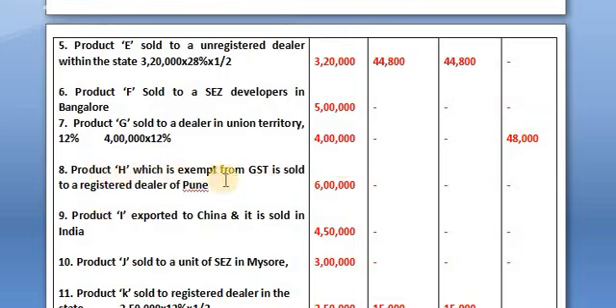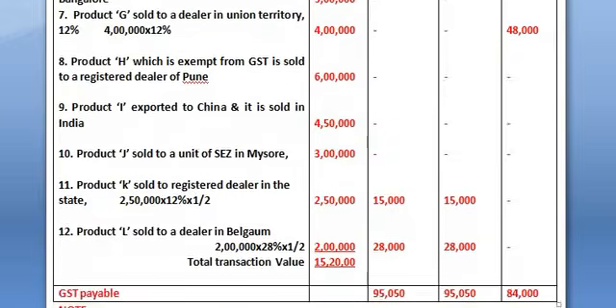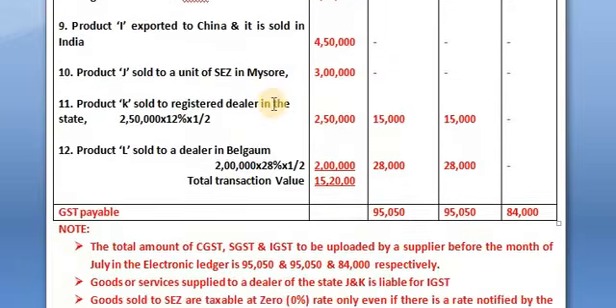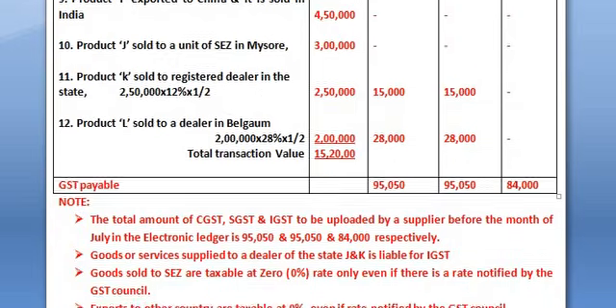Product H, which is exempt from GST, is sold to a registered dealer in Pune, so put exempted there. Product I, export to China. Exports and imports don't come under GST, so it is exempted from the calculation of GST. Next, product J is sold to a unit of cess, and again it doesn't come under GST, which is exempted from the payment of tax.